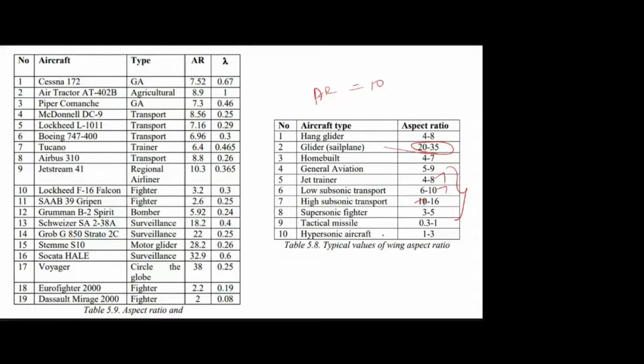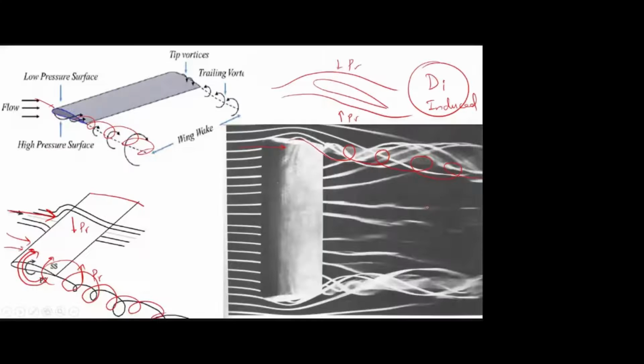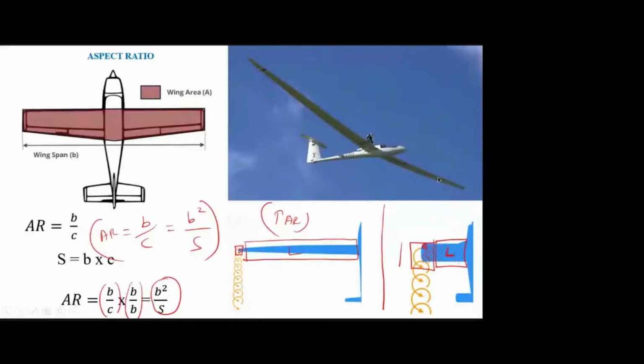And if you go for supersonic, then it will be very low. It is 3 to 5. In hypersonic, it is further reduced to 1. Because at that high speed, if you go for a high aspect ratio wing, it will easily break. So at high speed, we should have a very low aspect ratio wing, because the velocity is very high, so a small area is sufficient to produce enough lift. So supersonic and hypersonic aircraft have low aspect ratio wings, and subsonic aircraft have high aspect ratio wings. Is it clear? Aspect ratio?